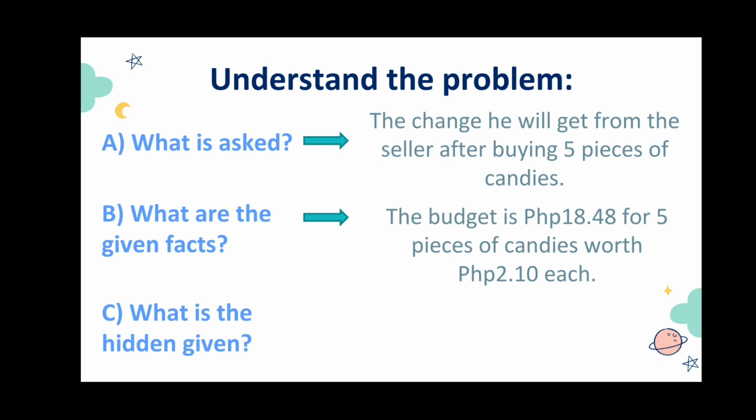What is the hidden given? Okay, so each candy is worth 2 pesos and 10 centavos each. So, kailangan nating i-add para malaman natin kung magkano ang total amount ng 5 pieces of candies. Kailangan kasi alam natin kung magkano ang total amount ng 5 pieces of candies para masagutan natin ang given question. Hindi natin malalaman kung magkano ang sukli ni Mang Tino kung hindi natin alam kung magkano yung total amount ng 5 pieces of candies.